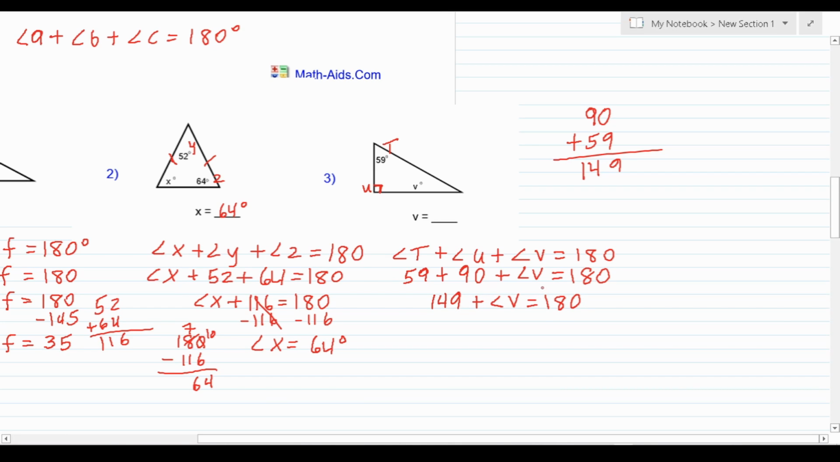Again, we're trying to find out what angle V is. So as our next step, we're going to subtract 149 from both sides. This will cross out, leaving you with the measure of angle V equals 180 minus 149. Let's go ahead and work that out.